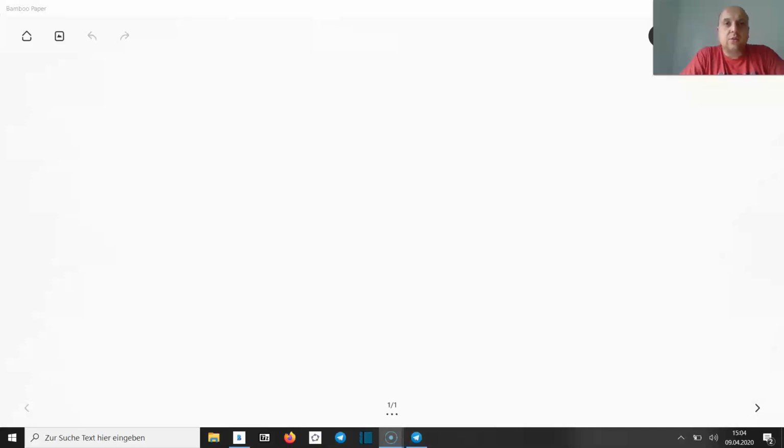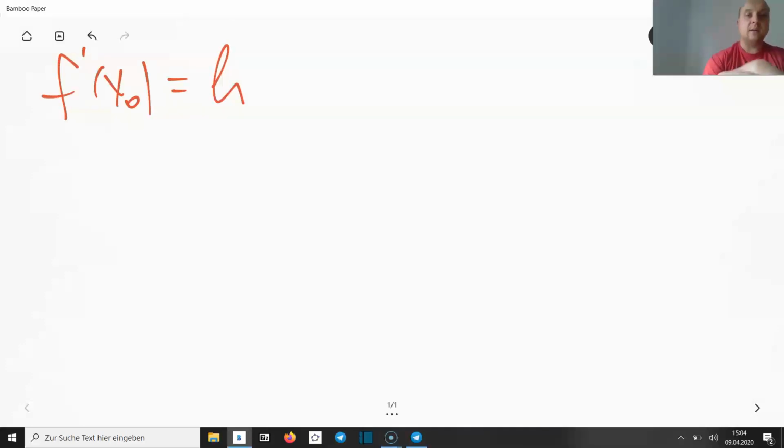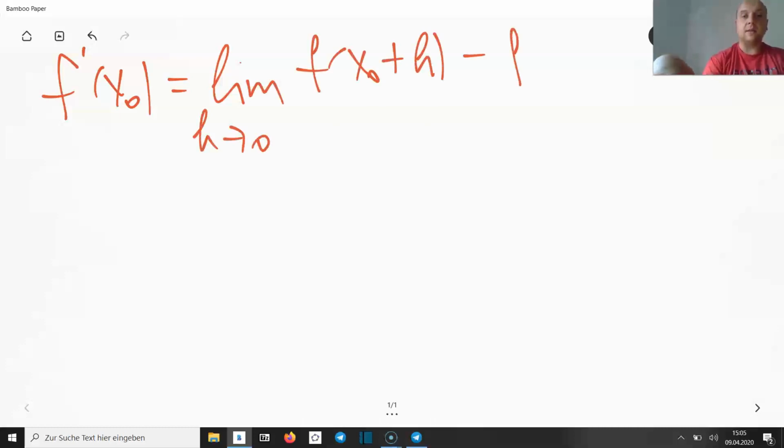Today I would like to show you something about the factor rule and sum rule of the limits and also of the differentiation. So they are connected. If you remember the definition of the first principle, it was f prime at x0. It was the limit h towards 0, f of x0 plus h minus f of x0 divided over h.